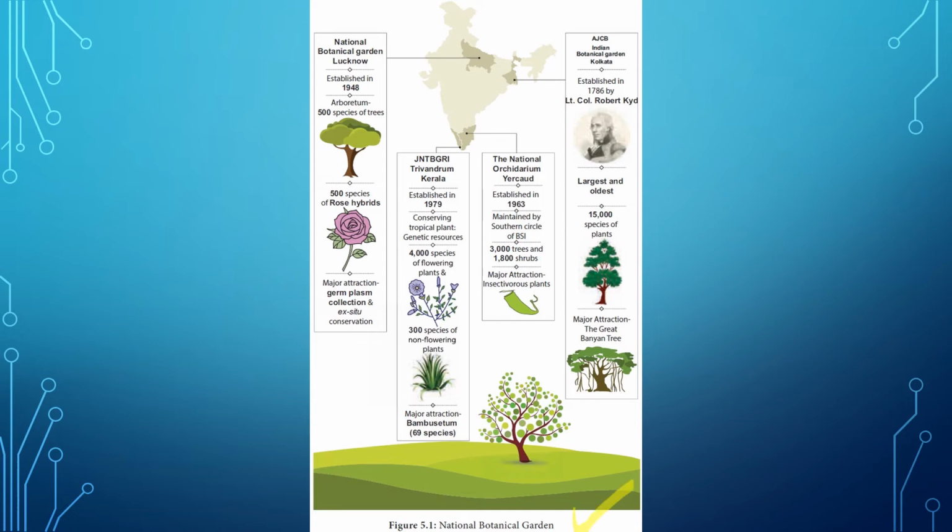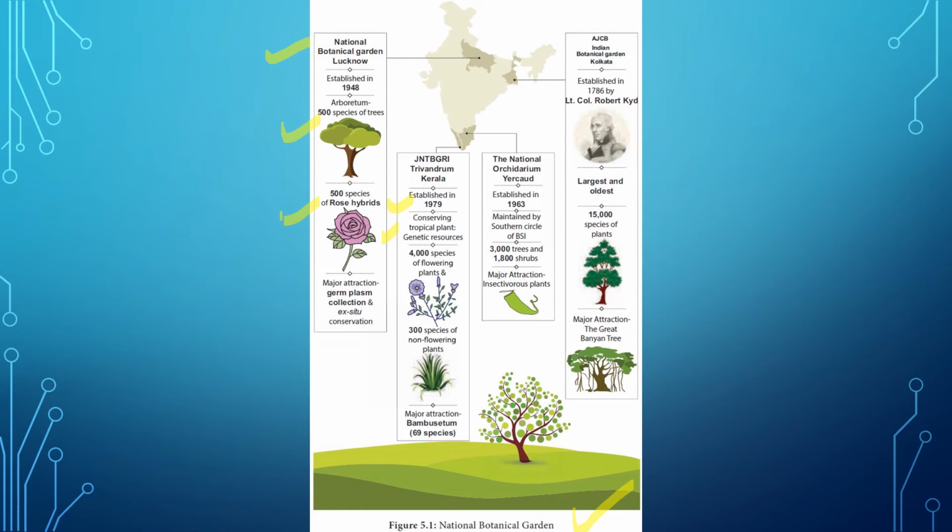First one is National Botanical Garden in Lucknow, established in 1948. It includes 500 species of trees, 500 species of rose hybrids. The second botanical garden is in Trivandrum, Kerala. It is Jawaharlal Nehru Tropical Botanical Garden and Research Institute, JNTBGRI, established in 1979. It includes tropical plants with various genetic resources. 4,000 species of flowering plants, 300 species of non-flowering plants, and 69 species of bamboo, the major attraction, Bambusetum, is included in this botanical garden located in Trivandrum, Kerala.